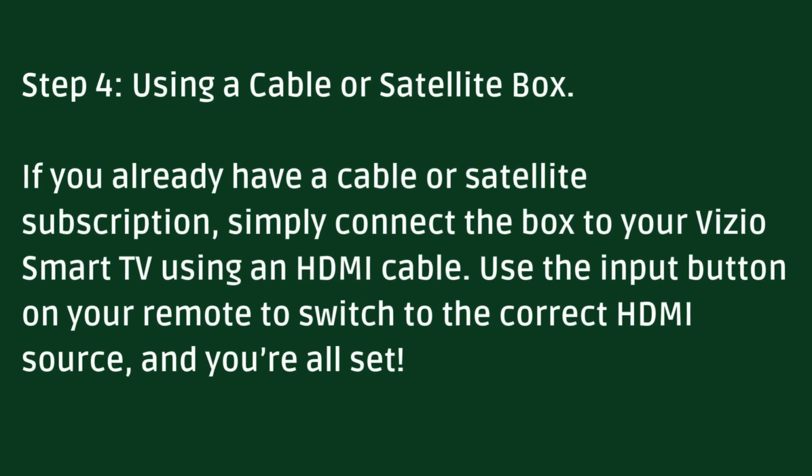Step 4. Using a cable or satellite box. If you already have a cable or satellite subscription, simply connect the box to your Vizio Smart TV using an HDMI cable. Use the input button on your remote to switch to the correct HDMI source, and you're all set.